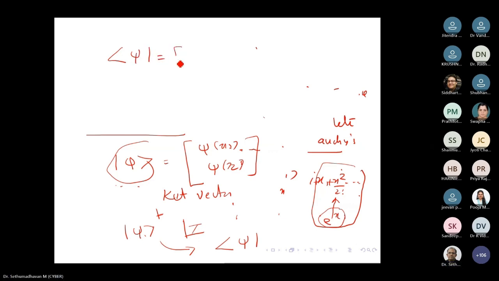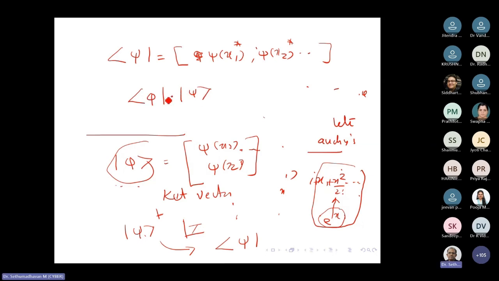This is in fact psi of x1 star, psi of x2 star, etc. This is the transpose and complex conjugate of that. Now I am defining what is called the scalar product. Scalar product of two functions, phi dot psi. This is a bra vector. Sorry, this is a ket vector. Sorry, bra vector. This is a ket vector. If you want to take an inner product, sorry, scalar product.